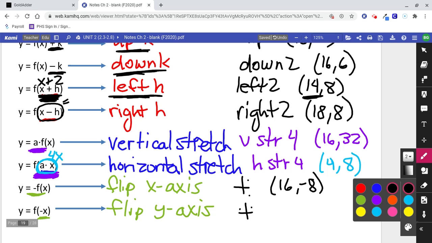Flip it across the y-axis. Did I say that backwards? The first one was flipped across the x-axis, and the y value changed. The second one is flipped across the y-axis, and the x value changes. It'd be -16, 8. All right, so go back and watch that again if you need to, but I think the trickiest questions involve that.